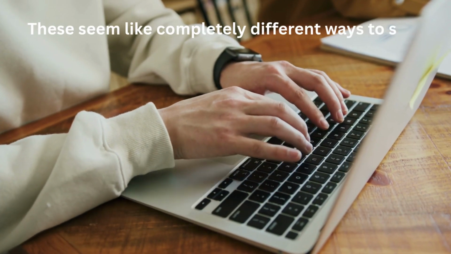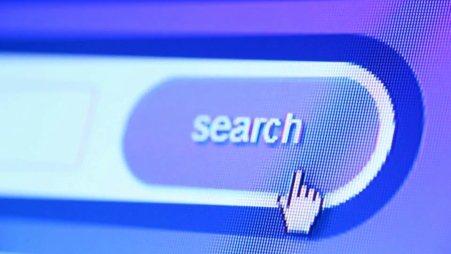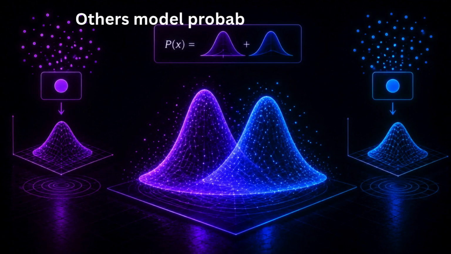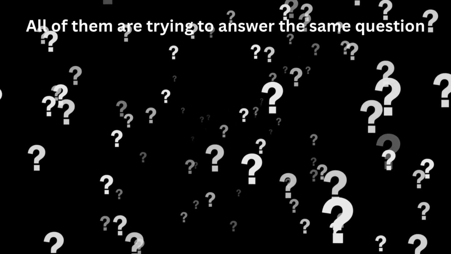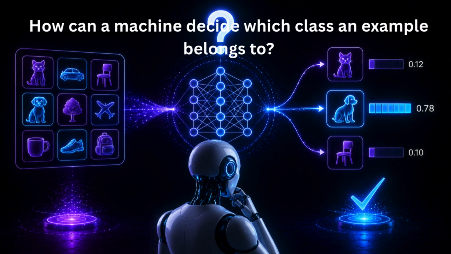Logistic Regression, Gaussian Discriminant Analysis, Naive Bayes. At first glance, these seem like completely different ways to solve classification problems. Some search for decision boundaries. Others model probability distributions. But all of them are trying to answer the same question. How can a machine decide which class an example belongs to?